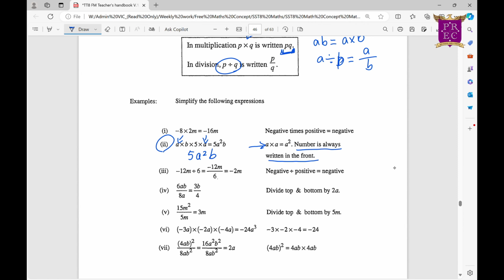And you can see here that again the numbers are written in fraction form. The division is written in fraction form, and then you just simplify it. So negative 12m divided by 6, you can write it in that form, and you can just cancel out the coefficients because that's available to us through division, and that just gives you negative 2m.